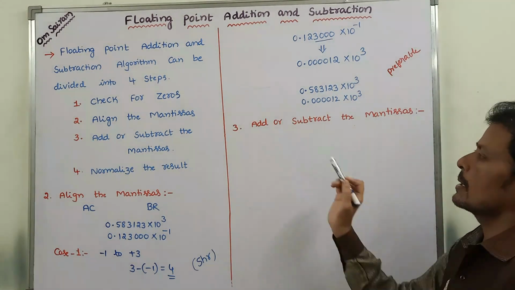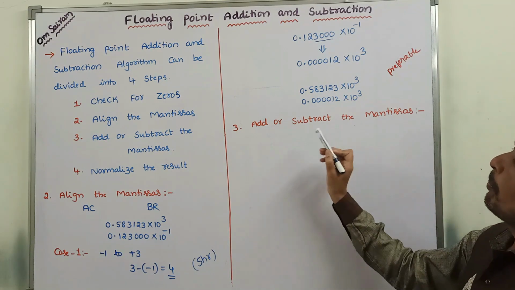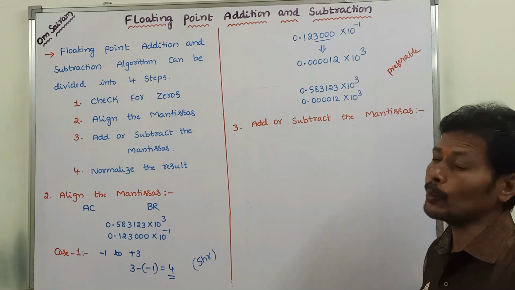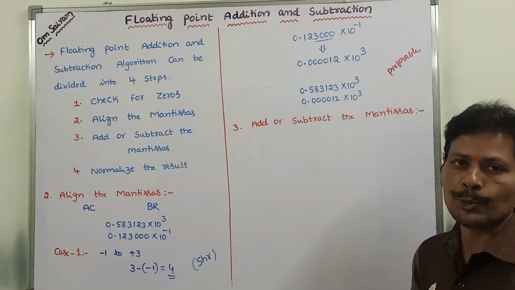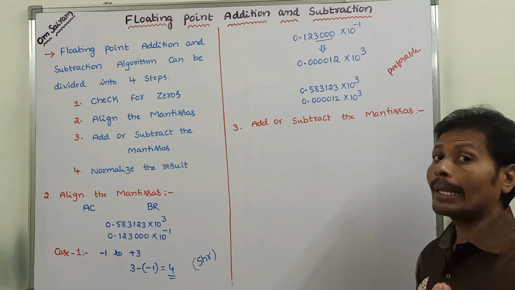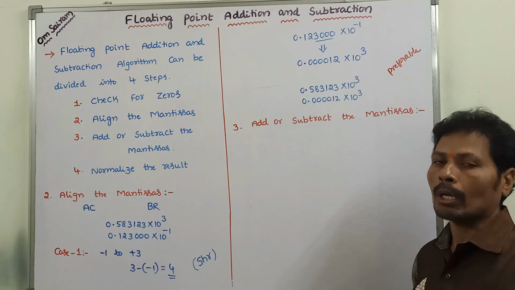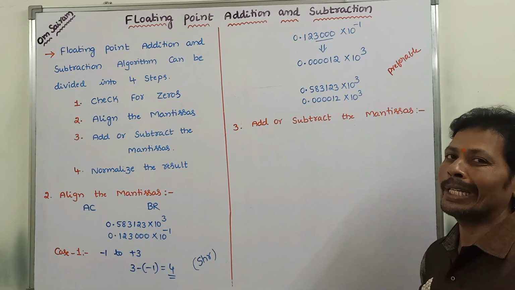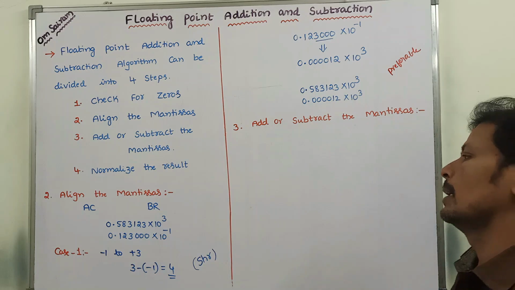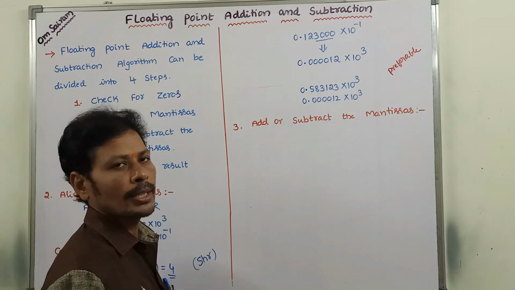The third step is to add or subtract the mantissas. Before going to the third step, in the second step there are 2 cases, case 1 and case 2. Here we have to consider case 1 because less loss occurs in case 1. In case 2, more loss occurs, so we do not prefer case 2, only case 1. In case 1, what are the 2 floating point numbers we are getting?